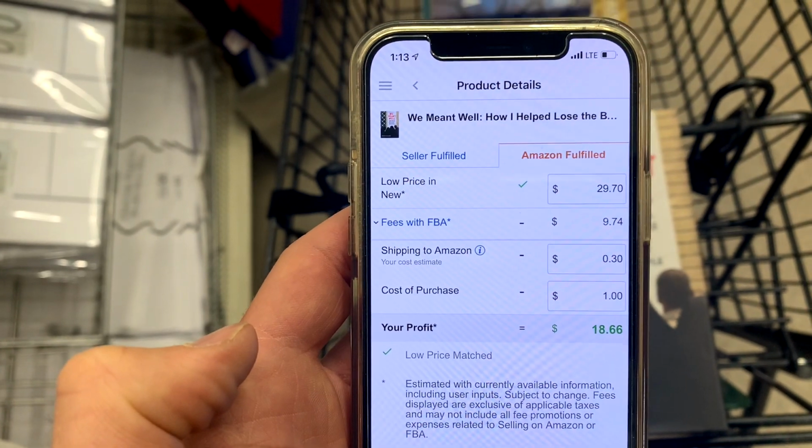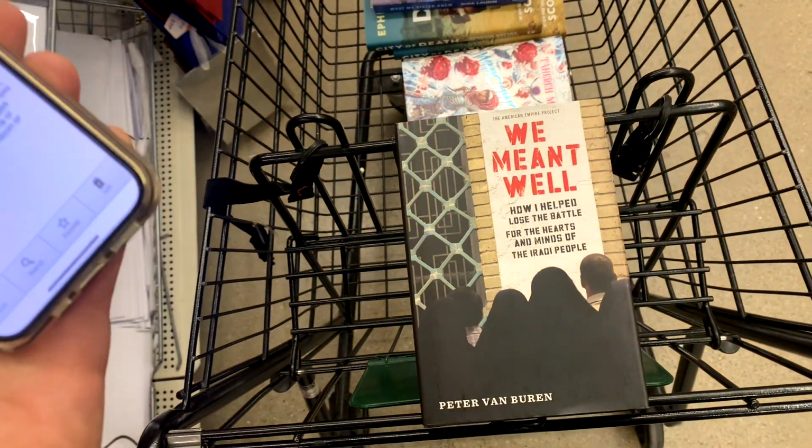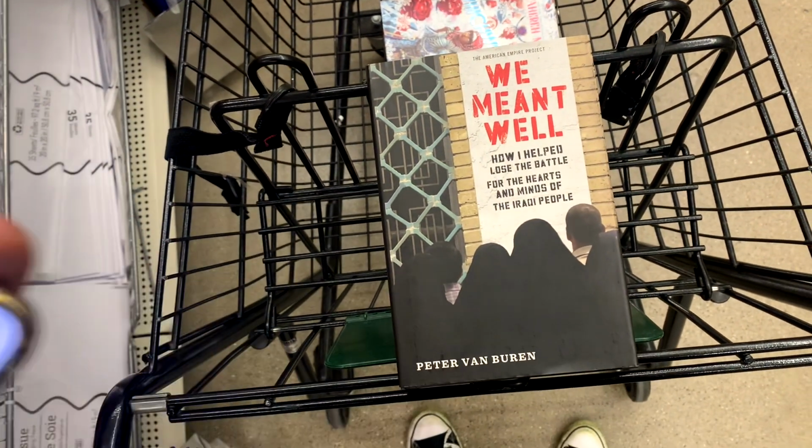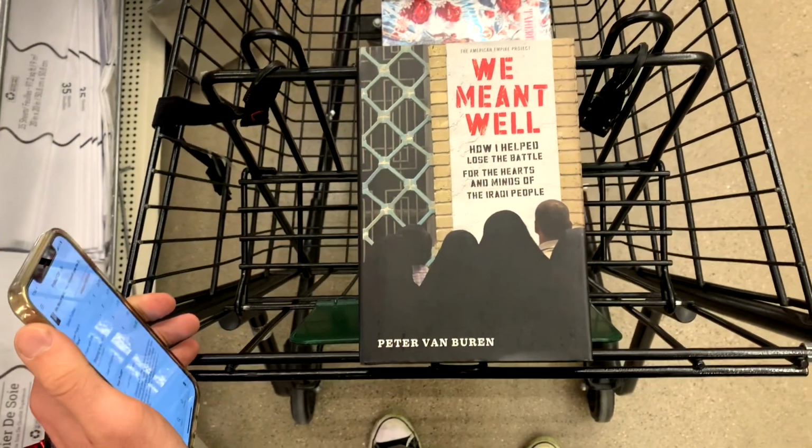That's almost $19, $18. So even though the sales rank is a bit high on this, I'm still going to pick this up. They had 2 copies. I'm only going to get 1. And it'll probably take several months to sell, but it will sell eventually.